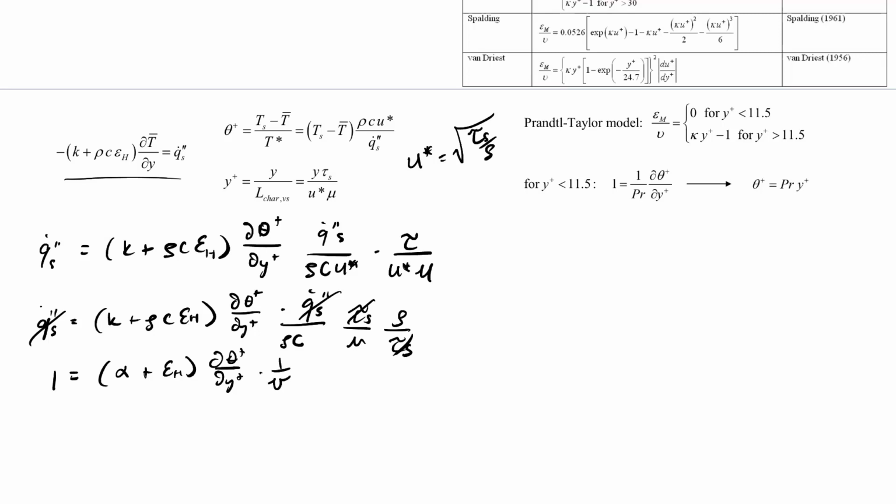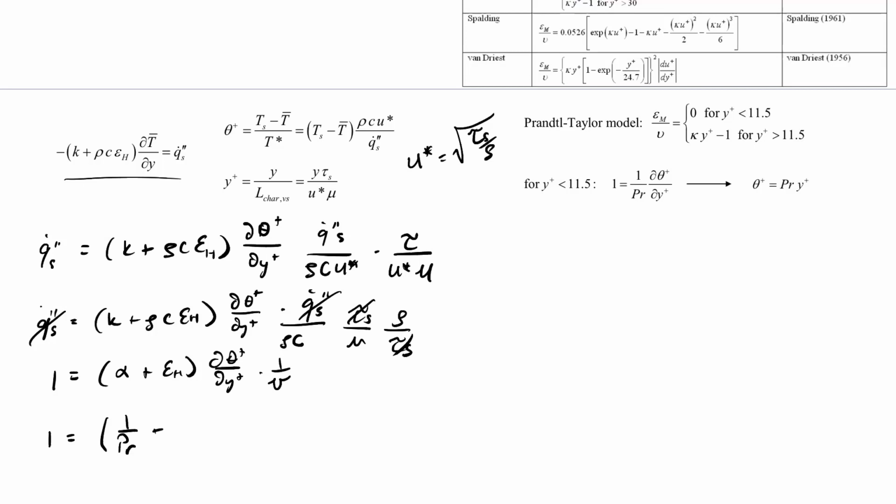Okay, a couple more steps. We can keep going with this. We can bring the nu inside to simplify things a little bit further. So we then have 1 is equal to alpha over nu. Nu over alpha is the Prandtl number, the molecular Prandtl number. So this is 1 over molecular Prandtl number.